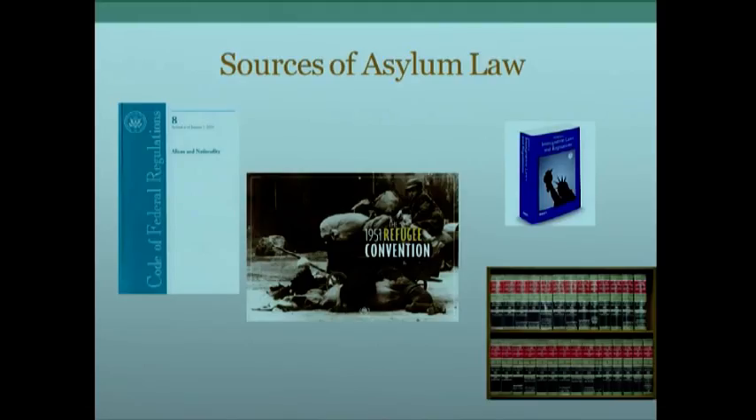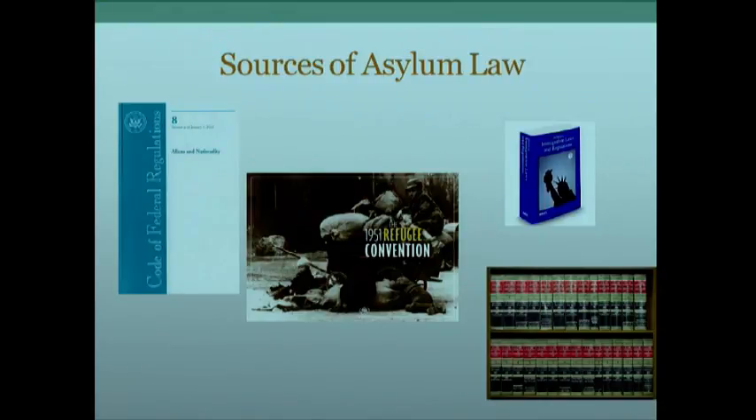So, sources of asylum law. Asylum is one of the areas of immigration law that really does come from roots in international law, specifically from the 1951 Refugee Convention and the subsequent 1967 Protocol.